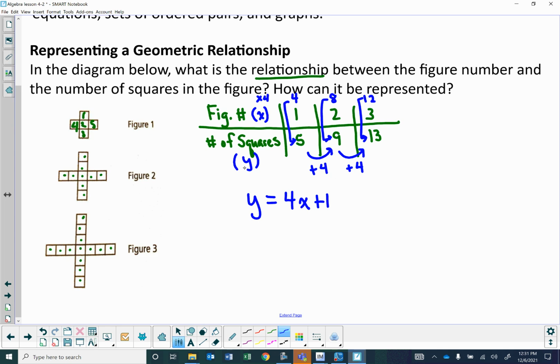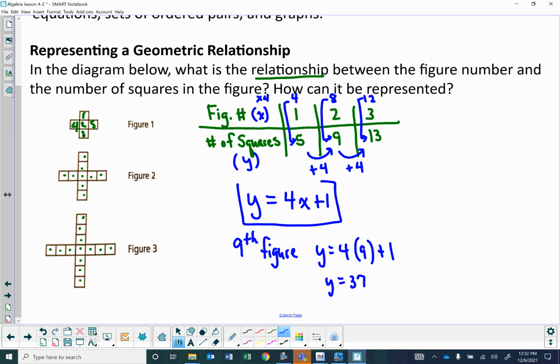What's really nice about this is if I wanted to know how many squares I'm going to have in the 9th figure, I could simply replace x with 9. In the 9th figure, y would equal 4 times 9 plus 1. 9 times 4 is 36, plus 1 is 37, so there should be 37 squares in the 9th figure. And I didn't have to draw figures 4, 5, 6, 7, 8, and 9 to get there. I mean, I could have, but it was so much easier to represent it using what we call here an equation.